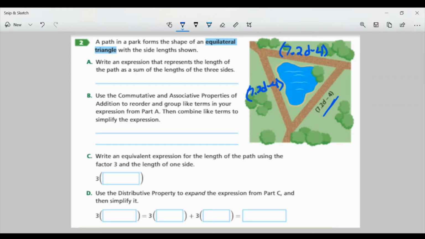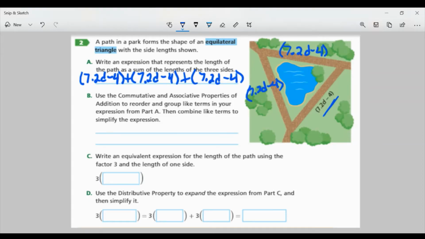Let's look at part A. Write an expression that represents the length of the path as a sum of the lengths of the three sides. So we're going to add each side together. I have 7.2d minus 4 plus 7.2d minus 4 plus, of course, 7.2d minus 4.